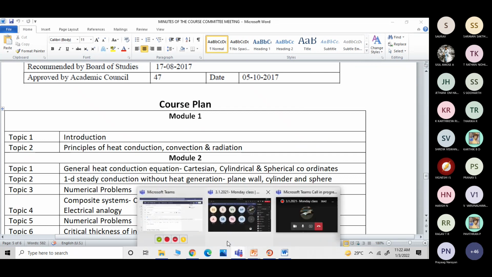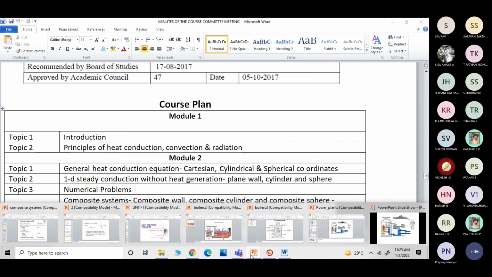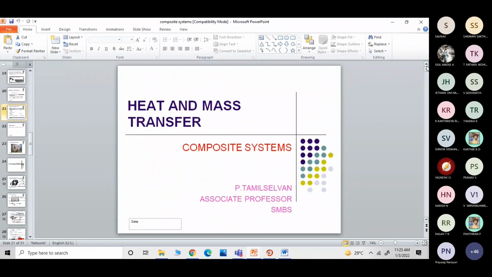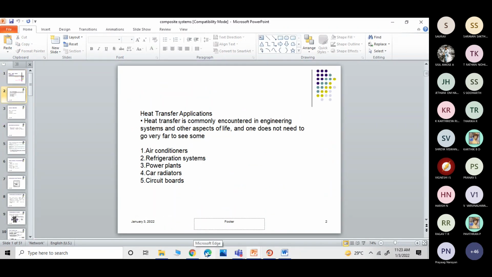So all of you, please try to have calculators with you during the class. It's very important. And again, this is an application-oriented subject, so you are supposed to attend it carefully, attend all the classes. And these things we will be discussing tomorrow.